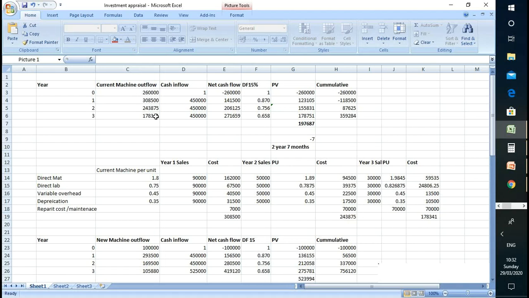Cost is the outflow. So material 1.8, year 1, 90,000 units, we have sales of 1.8 times 90, that's my cost. Then the labor, then the variable overhead, then depreciation, 0.35 pence per unit. Then I added repair and maintenance cost. So that is my total cost for year 1. Then I transfer that cost into this template.